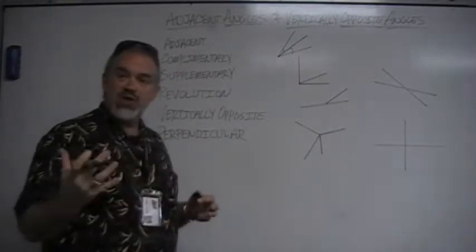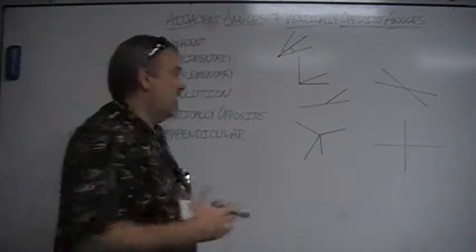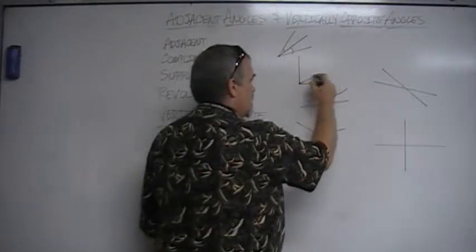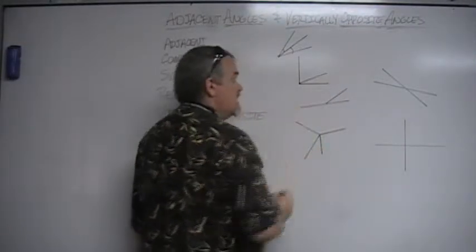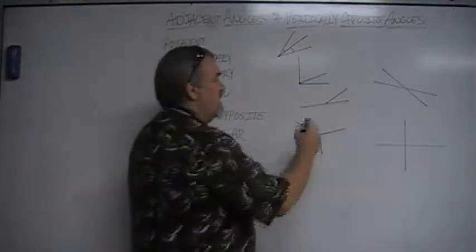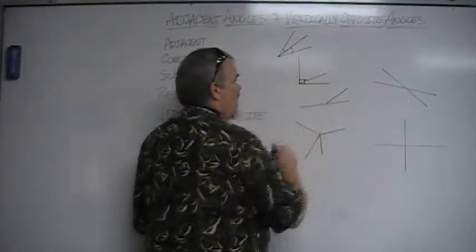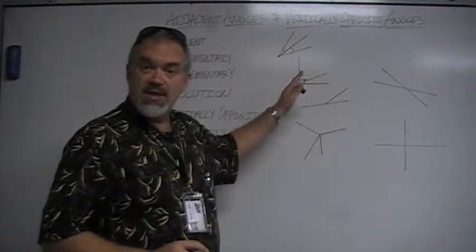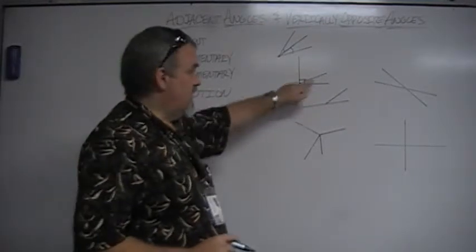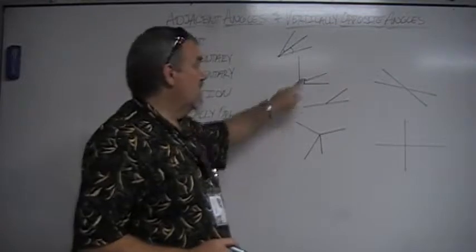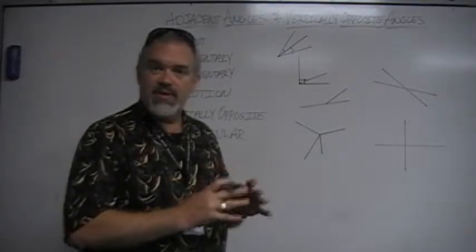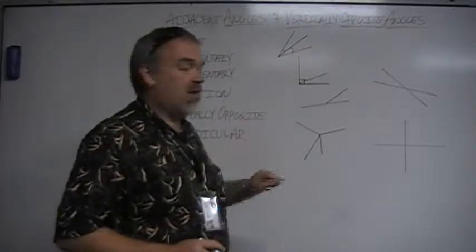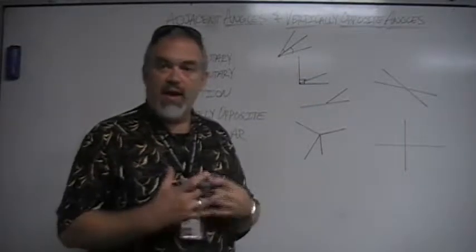Complementary angles are a special kind of adjacent angle. Here we have two more angles that are adjacent. They share this vertex. They share this arm right here. But these are special. They're complementary because they make a right angle. So whatever those angles are, they add up to 90 degrees. For example, if this was a 20-degree angle, then this would be a 70-degree angle because they add up to 90. If this were a 60-degree angle, then this would be a 30-degree angle because they add up to 90.